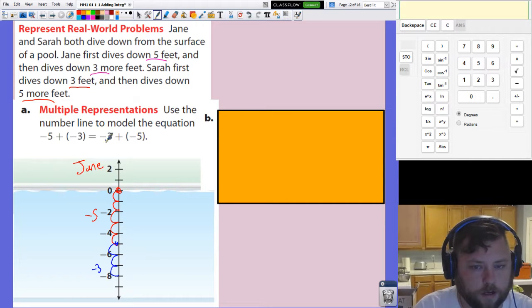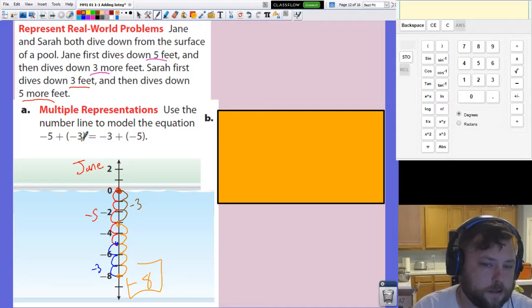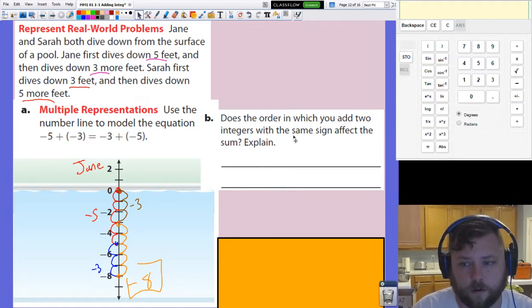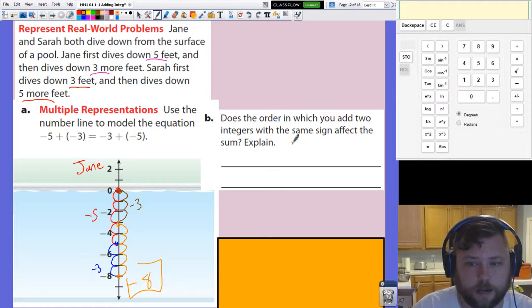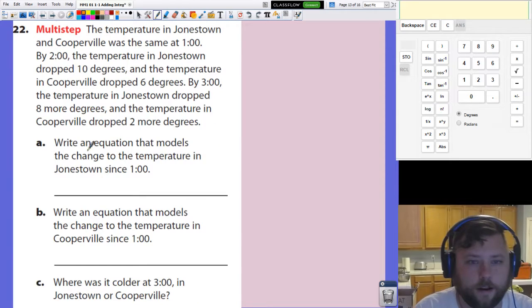And notice here Sarah went down 3 first. Starting at 0, she goes down 1, 2, 3. And then we go down 5 feet. So it goes down 1, 2, 3, 4, 5. Notice they both end up down here at negative 8, because negative 5 plus negative 3 is the same as negative 3 plus negative 5. Now, does the order in which you add two integers with the same sign affect the sum? I'm going to leave that up to you to explain.